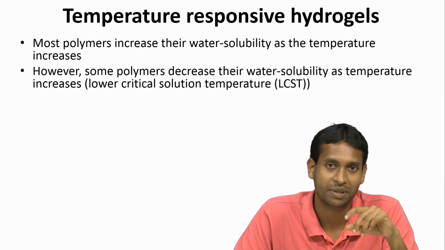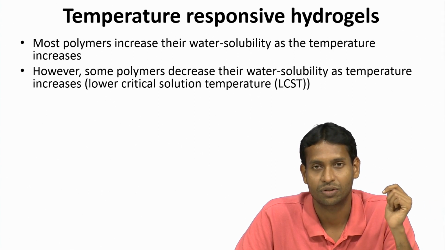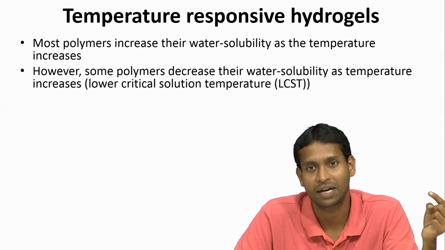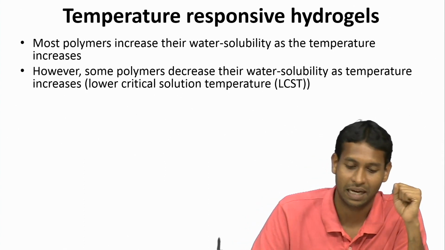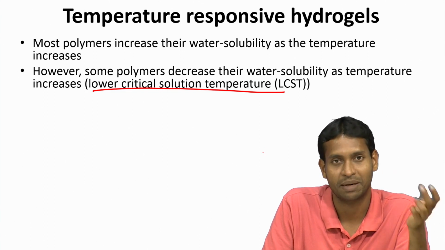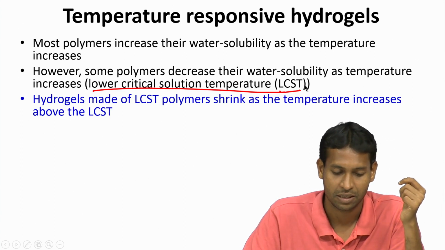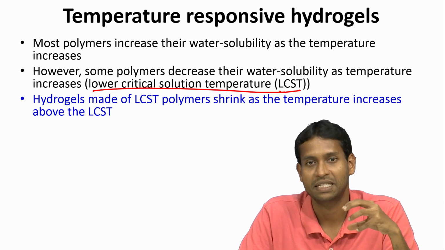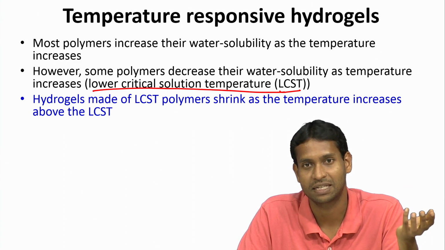However, there are some polymers that actually decrease their water solubility as the temperature increases, which basically means that as you heat them up, their solubility will go down. So, if they are already soluble and you heat above a certain temperature, they will start to precipitate out, and such polymers are called LCST, which is nothing but lower critical solution temperature. So, if I make hydrogels out of such LCST polymer, they will shrink as the temperature increases above the LCST.